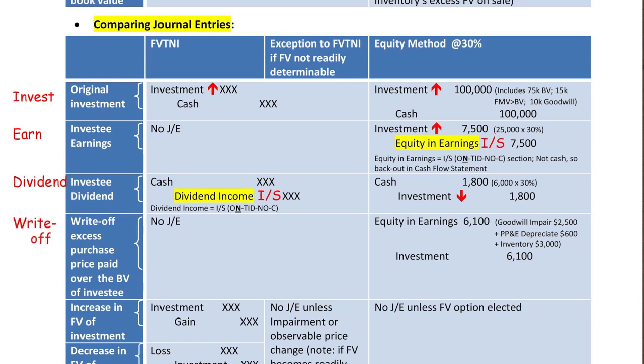Next we got write-off. Under the fair value through net income method, it's not accounted for as the investment is at fair value on the balance sheet. However, under the equity method, there is a debit to highlight equity in earnings, which goes into the income statement. And draw a down arrow for investment as the investment account decreases with the write-offs. So we've seen write-offs for goodwill impairment, depreciation of PP&E, for inventory, which is the higher fair value but sold off after the investor acquired the stake in the investee.